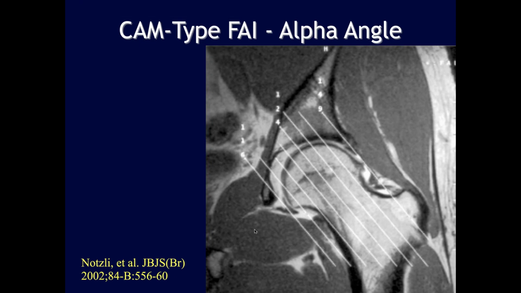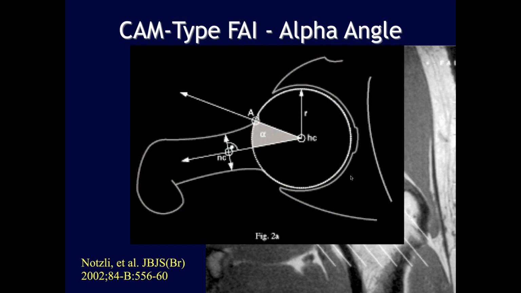So the traditional way of measuring an alpha angle for cam type impingement with MR is we do oblique axial images through the proximal femur, and we take the middle cut. And when you take the middle cut, and you've all done this, but I'll just review it again, you draw a line down the center of the femoral neck. You put a circle around the femoral head. You go to the center of the circle, then you draw a line right where the circle intersects the bone, and then measure the alpha angle.